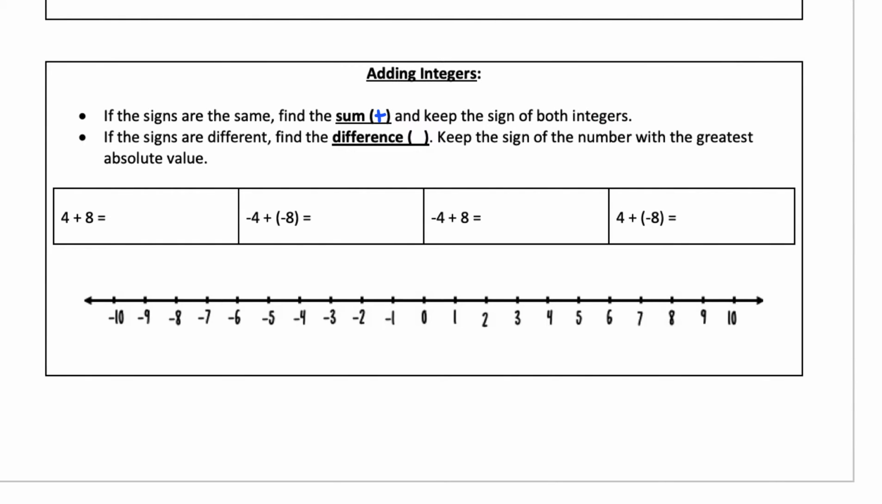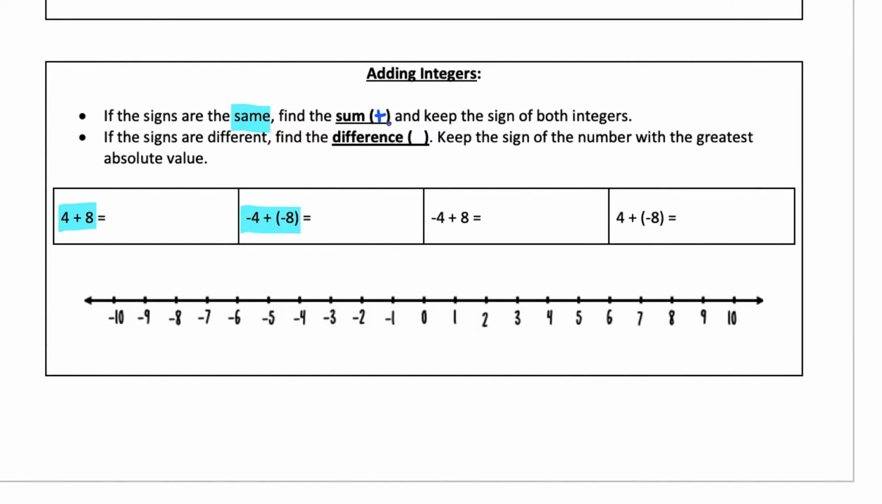So looking at our examples down below, keeping the signs the same, I can see this is +4 and +8. In this problem, I have -4 and -8. Then -4 and 8, and 4 and -8. So my first two examples are when I have the signs that are the same.